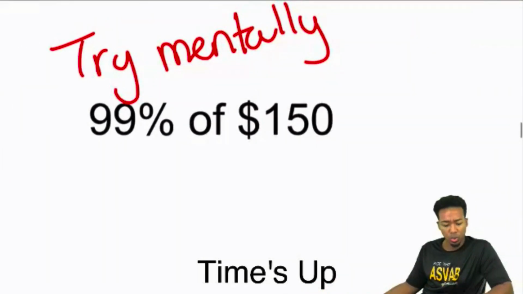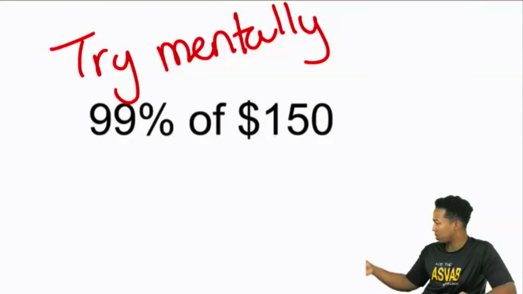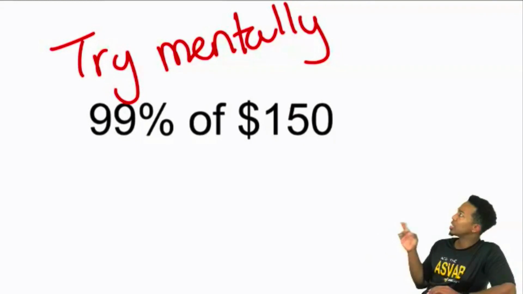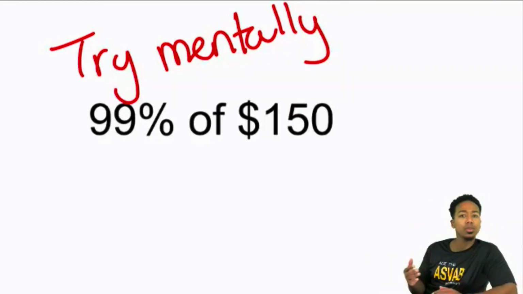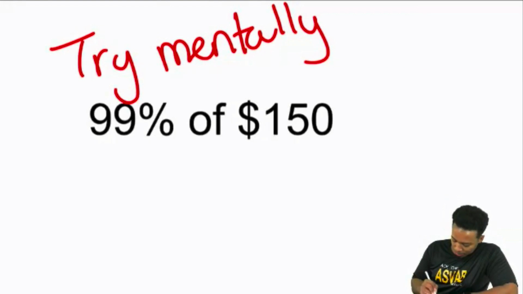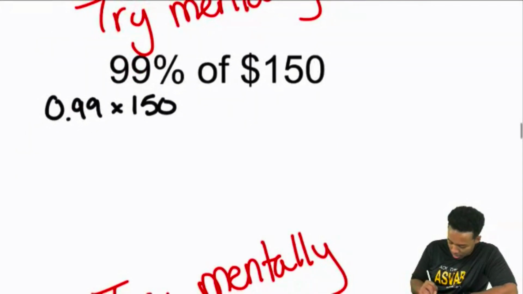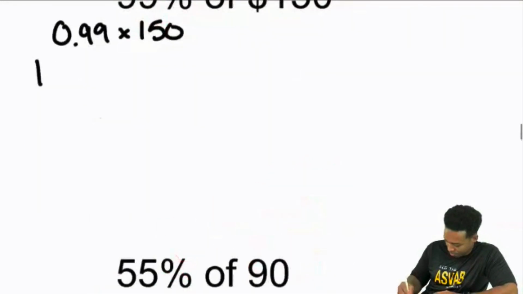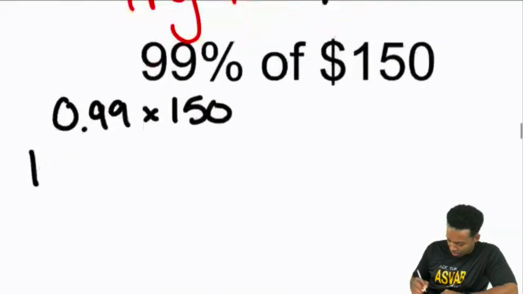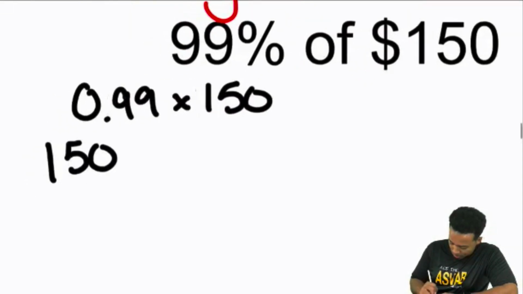So let's try this one out. 99% of 150. With that, what we're going to do here is you can think about it 2 ways. You can think about this as 0.99 times 150, which would look like, let me just erase this over here. One second, everybody. All right, so this would look like 150 times 0.99.